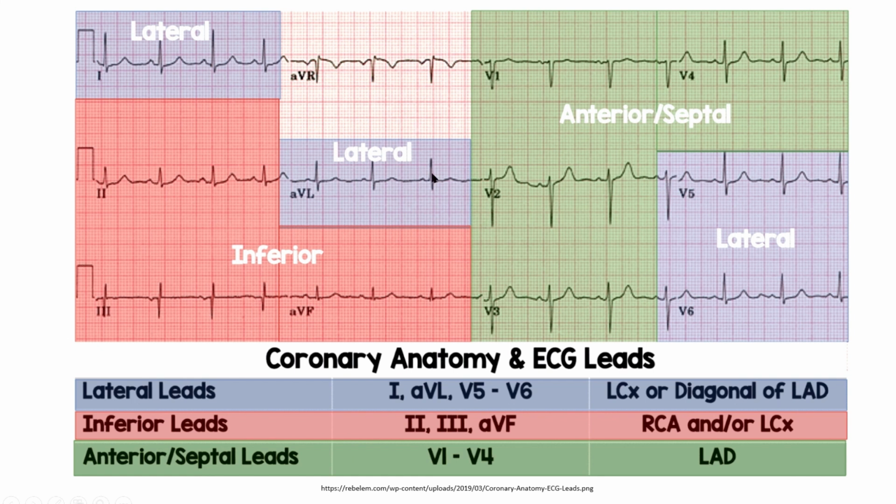And now, what we talked about, let's make one summary again. Lateral leads: lead 1, AVL, V5, V6. Inferior leads: lead 2, 3, AVF. Anterior septal leads: V1 to V4, but as we said, V1 is more of the right side. And in case of the blood supply, all of the sides of the heart have their own blood supply. Remember, the lateral leads are more supplied by the left circumflex or diagonal branches of the left anterior descending artery.